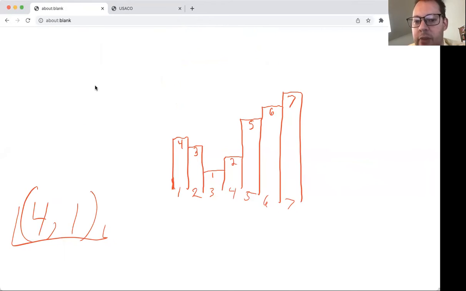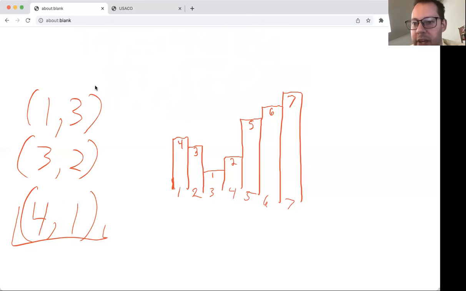That indicates that there is a height 4 cow in position 1. That goes into the stack. Next cow is going to be height 3 in position 2, which is shorter. So it's not going to block 4. The height 4 cow is not going to throw to it. Another shorter cow, height 1 in position 3. These are now 3 cows, 1, 2, and 3, that have yet to find a taller cow to throw to. So we have to keep track of them because sooner or later we will find that cow that will be their taller cow.